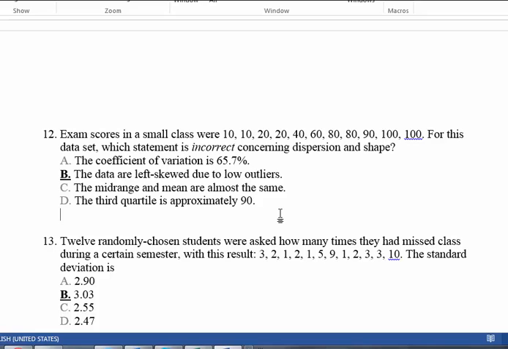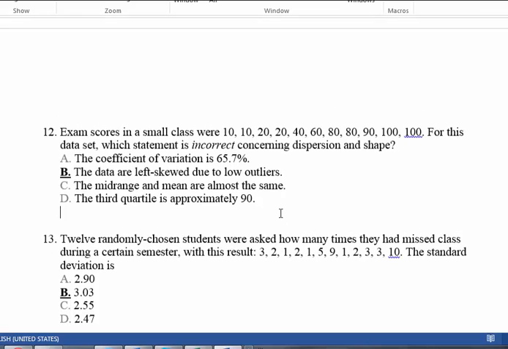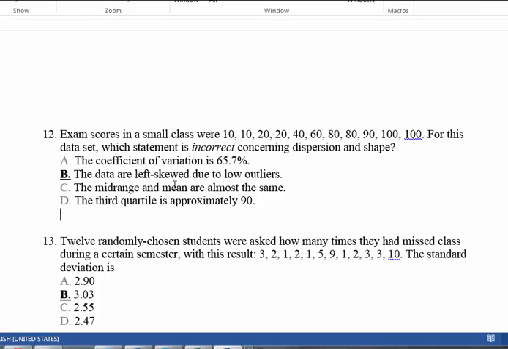Exam scores in a small class were 10, 10, 20, 40, 60, 80, 90, 100, 100. For this data set, which statement is incorrect concerning dispersion and shape. And for this one, actually the correct answer is B. The data are left skewed due to outliers.